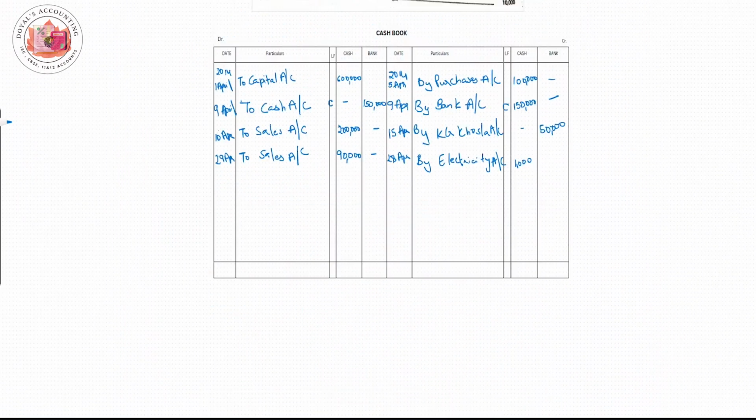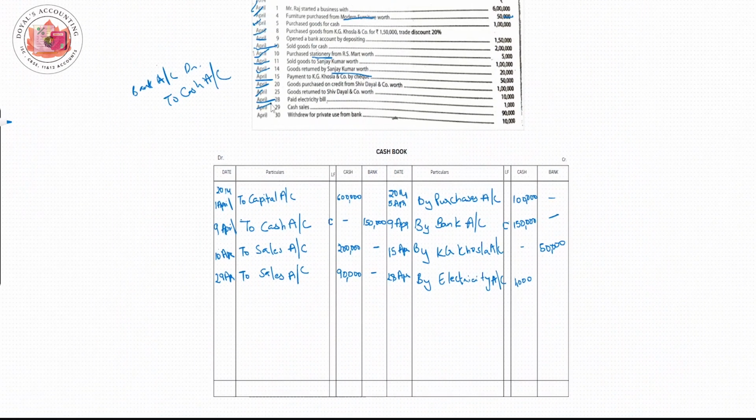Let's see the next transaction. We have withdrawn from bank for private use rupees 10,000. So that means this is our drawings. What is the journal entry for drawings? Drawings account debit to bank.